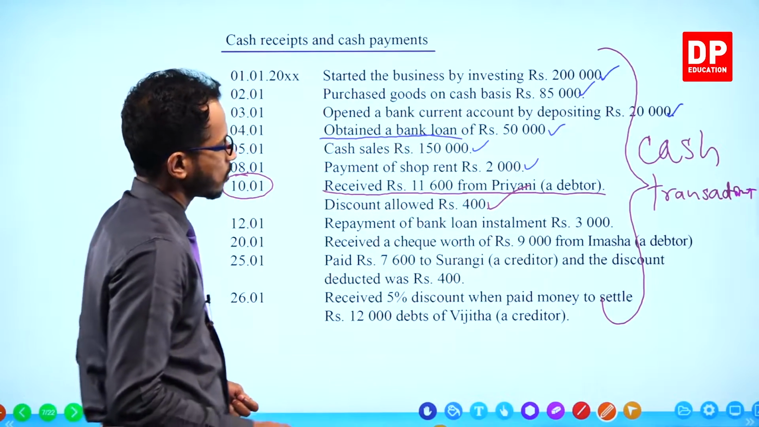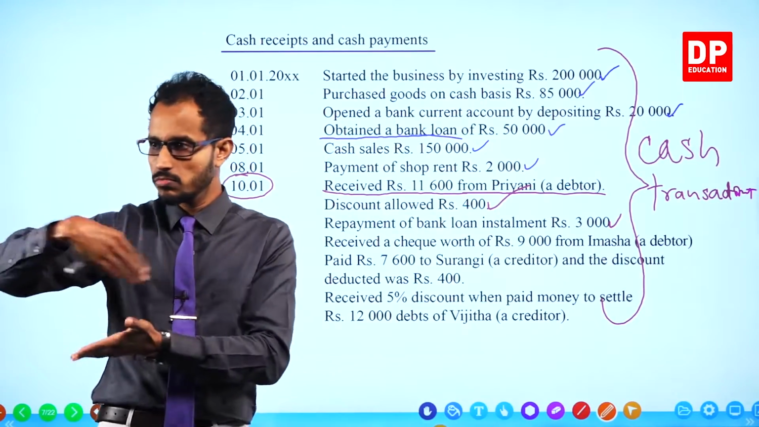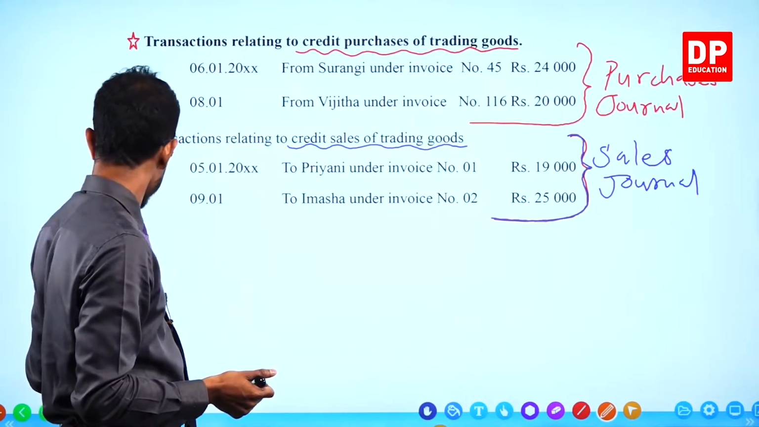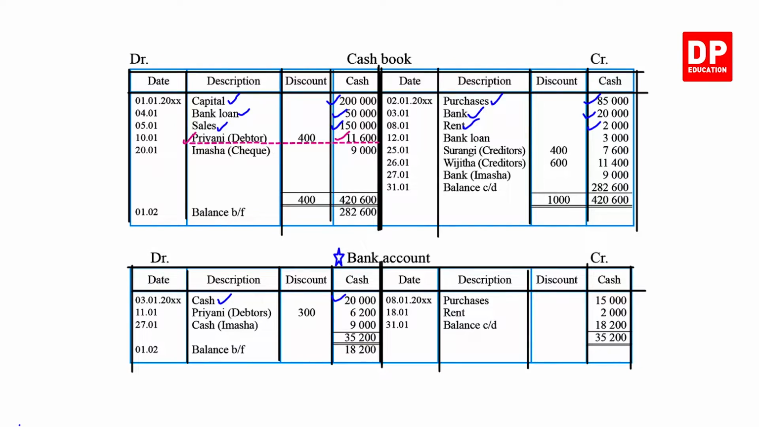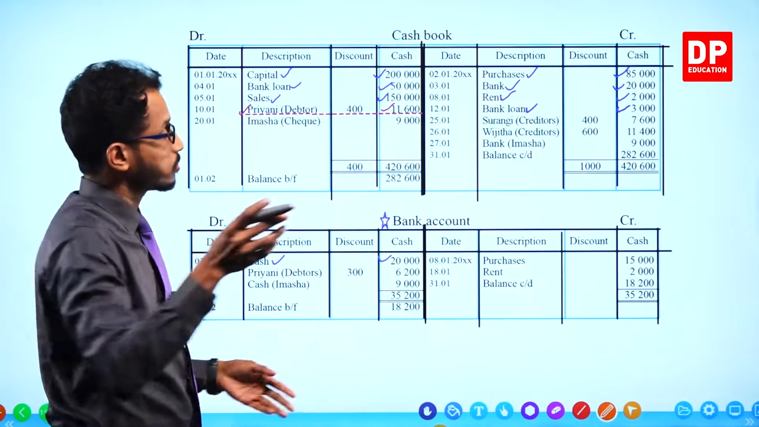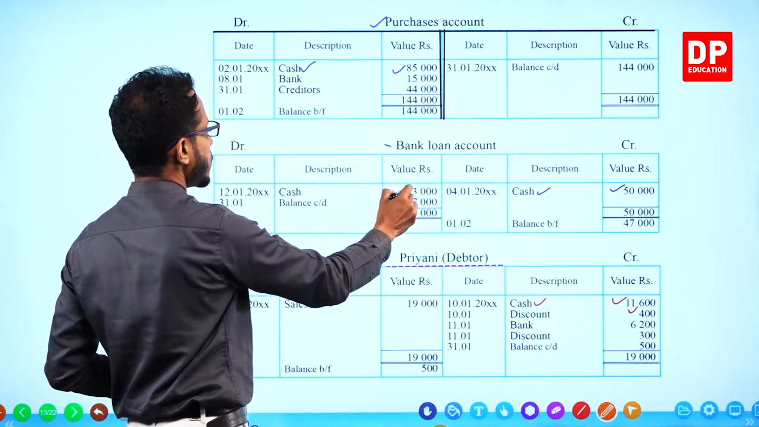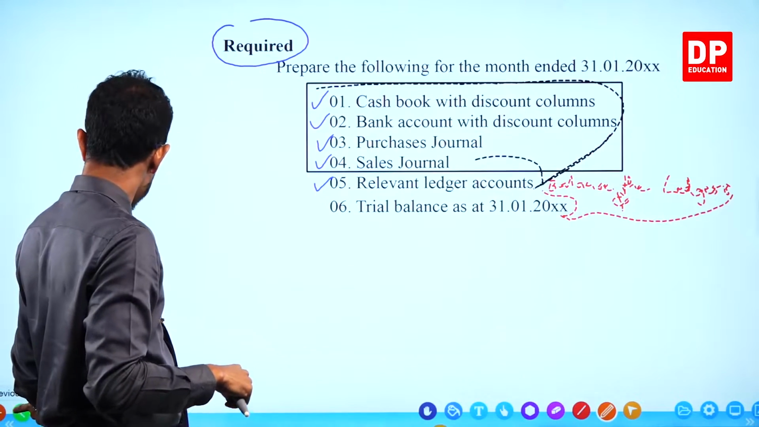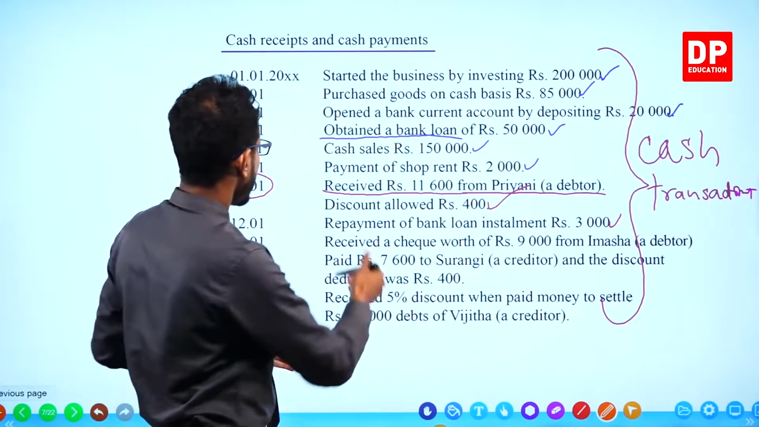Next we have repayment of bank loan installment, 3,000. Repayment means cash going out, cash has to be paid to settle the bank loan. Cash credit. Where's the cash book? There's the cash book. Bank loan, 3,000. And bank loan account should be debit. Here you go, bank loan account. Debited. That's right. Closing to the very end of cash transactions now. Yeah, this is done.